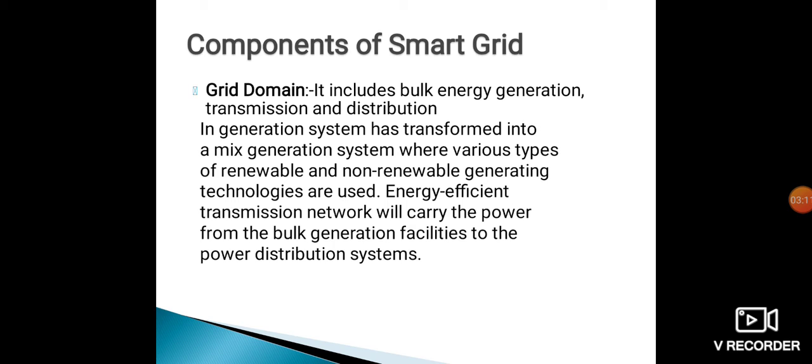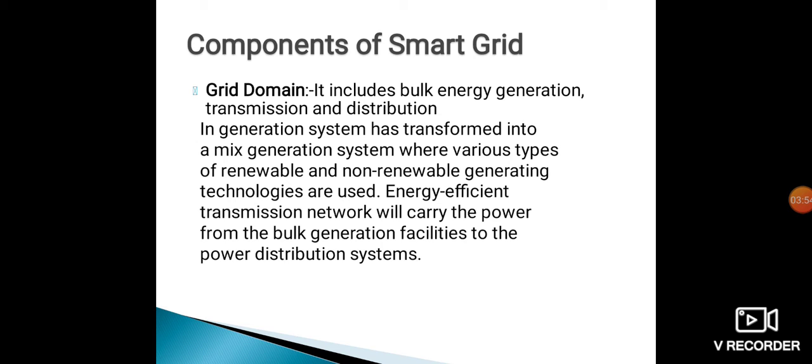Now, grid domain will also include the efficient transfer of electrical power from one place to another place, that is from generating station to the distribution station. So this is the important point that transmission of power should be at an efficient rate, because the major losses take place while transferring the electrical power from one place to another place. So this is the most important point.